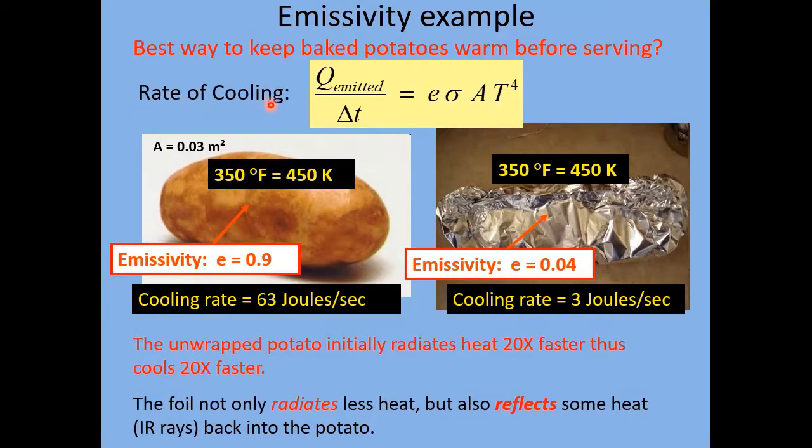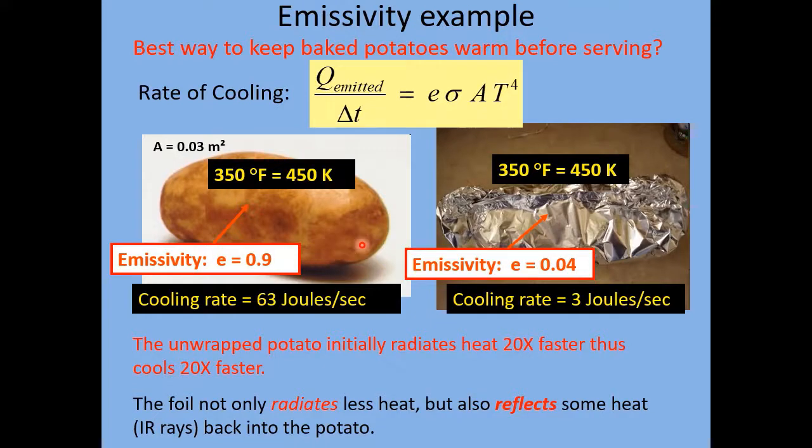Well, let's take a look at this from the standpoint of rate of cooling. If we just look at the heat emitted equation, the rate of heat emitted, remember, is emissivity times sigma times the surface area times the temperature to the fourth. Let's do a little math here. The surface area of a typical potato is approximately 0.03 square meters. I had to do a little research and a little bit of calculating to get that number. Typical temperature of an oven to bake a potato, 350 Fahrenheit. Well, that's 450 kelvins.